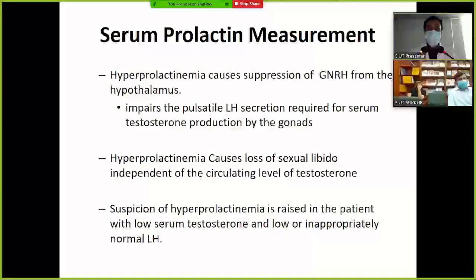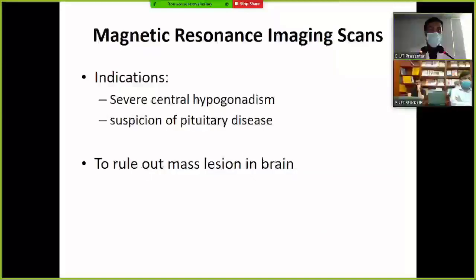Then serum prolactin measurement. Hyperprolactinemia causes suppression of GnRH from hypothalamus, and impairs the pulsatile LH secretion required for serum testosterone production by gonads. Hyperprolactinemia causes loss of sexual libido independent of circulatory level of testosterone. Suspicion of hyperprolactinemia is raised in patients with low serum testosterone and inappropriately normal or low LH. MRI can be done in patients with severe central hypogonadism and suspicion of pituitary disease. It is done to rule out a mass lesion in the brain which causes central problems.